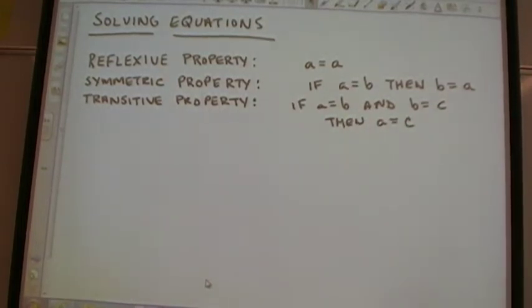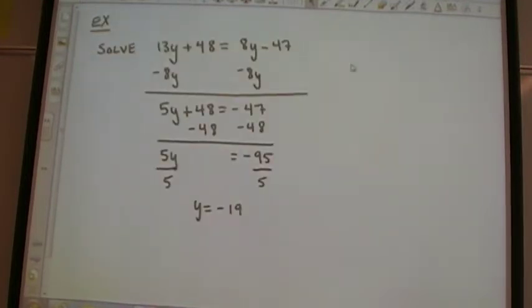All right? Questions on those three properties? Okay. Let's look at the first example. Solve the equation 13y plus 48 equals 8y minus 47.